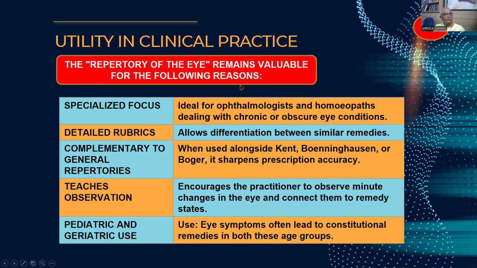Okay, so then utility. It is valuable as a specialized repertory, ideal for ophthalmologists and homeopaths dealing with chronic or obscure eye conditions. Detailed rubrics allow differentiation between similar remedies, complementary to a general repertory when used alongside Kent, Boenninghausen, or Boger in sharpened prescribing. So these things I was pointing out in the beginning, that you have to use the complementary repertory also, so that you can get more insight into the rubrics. Then it encourages practitioners to observe minute changes in the eye and connect them with the remedy. Then pediatric and geriatric use is also very important. The age group use is also very good.